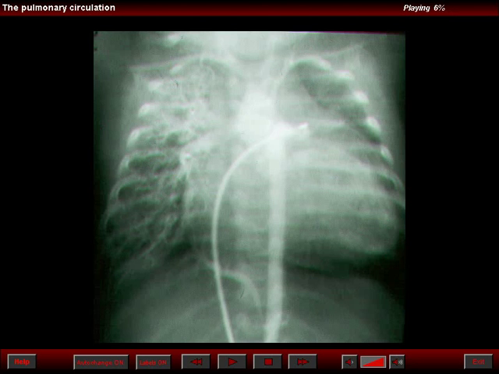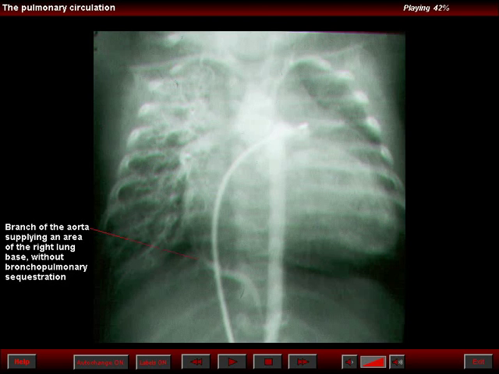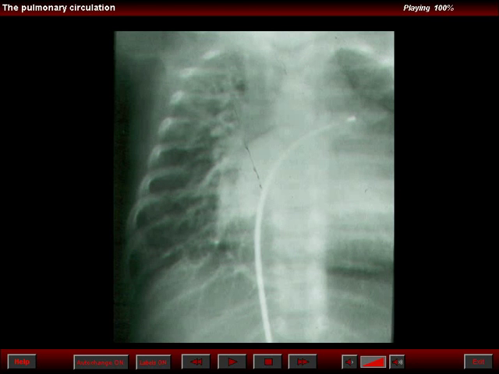A late phase of this injection shows that the right base was supplied by a systemic artery coming off the lower descending aorta. This area of the lung had systemic arterial supply without bronchopulmonary sequestration. Note the gradual tapering of the branches of the right pulmonary artery. A late phase of this injection shows uniform opacification of the right pulmonary veins that filled the left atrium.